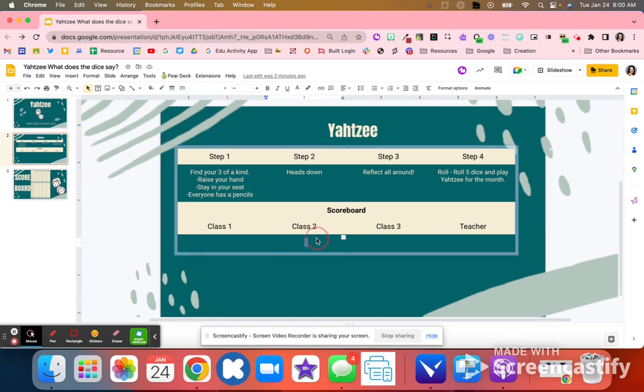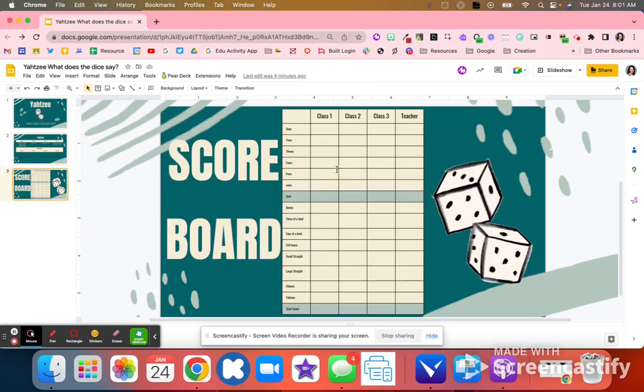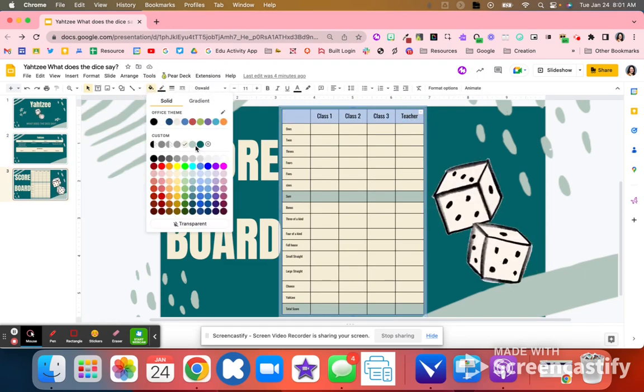You can keep track of the scoreboard every single day by adding it up. The class can compete class by class, or class versus teacher. You could even do different table groups. Maybe one table group gets to roll. That's up to you how you want to organize your scoreboard of how they're playing. And right here is that scoreboard for Yahtzee. You can see up here, we've got all of the different classes and that teacher.